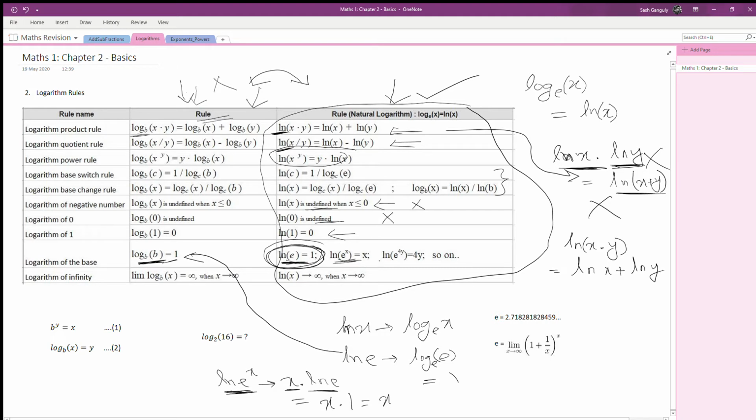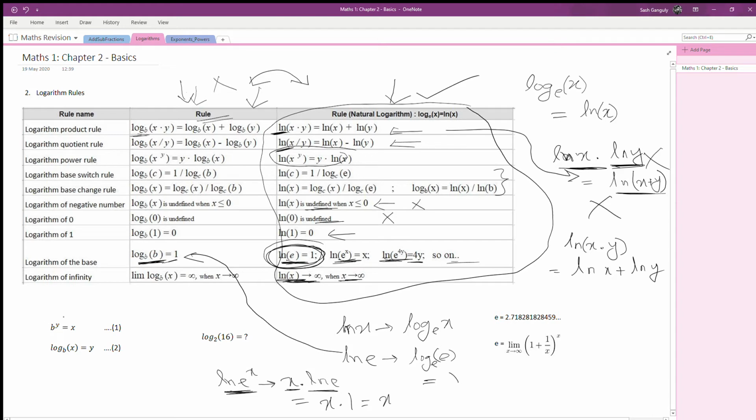All right. So if you have log of e to the power 4y, that will become 4y, and log of e to the power whatever the function is, it will be just that function, and so on, right? And one last thing is logarithm of infinity is infinity, basically. So if your x tends to infinity, then log of x will also tend to infinity. So these are a few things you need to remember. And yeah, some more things over here.